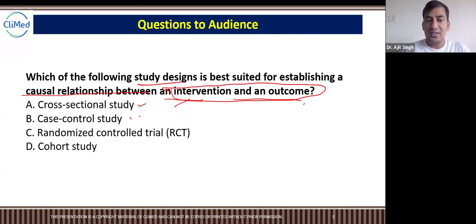Cross-sectional study, case control study, randomized control trial, cohort. Yes, guys, answer C. Okay, D. Okay. Yes, guys, C. Okay. Why C and why D? Justify. You have to tell me the justification behind the right answer or the wrong answer. Ultimately you have to give the justification for your answer. So why is it C? Why do you think it will be C?